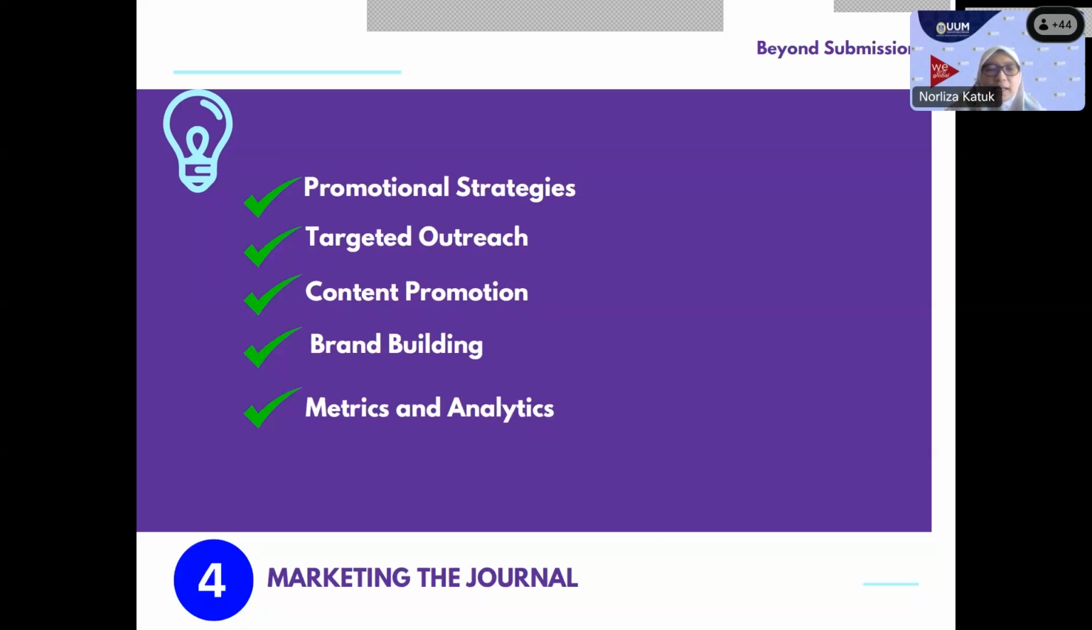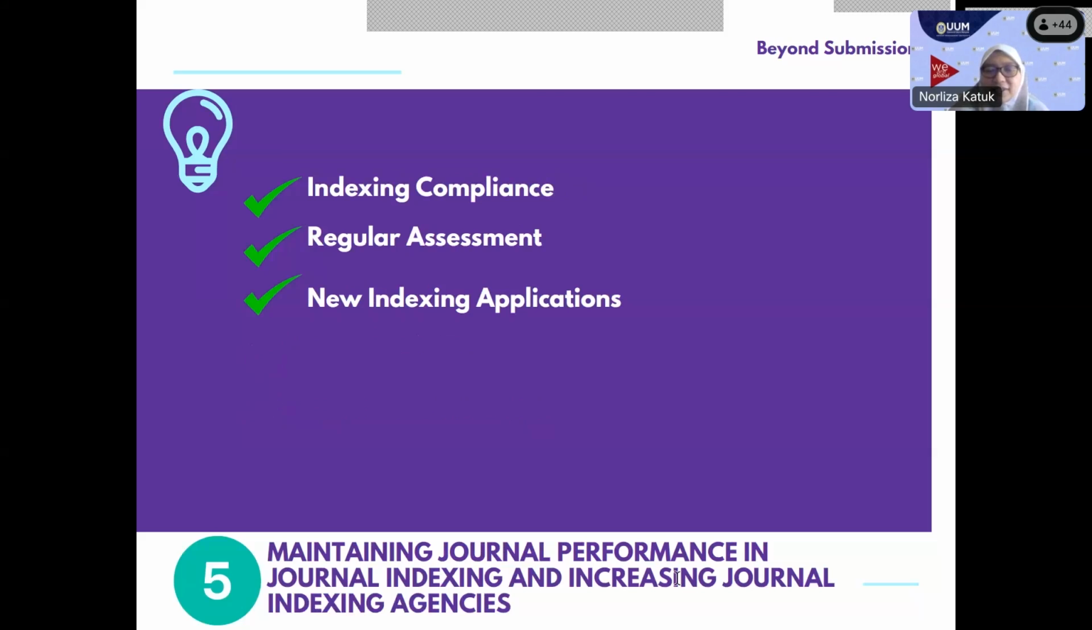Apart from that, I'm also doing marketing of the journal. For example, I have to formulate the promotional strategies, and then I have to understand and identify the targeted outreach, and then promote the content, and also build the brand. I also analyze the metrics and analytics, from Scopus CiteScore, to see the performance of the journal. This is related to the next role that I'm doing here, maintaining journal performance in journal indexing and also increasing journal indexing agencies.